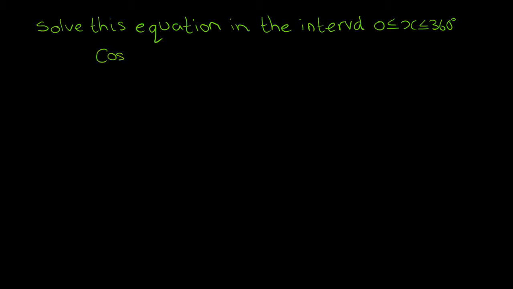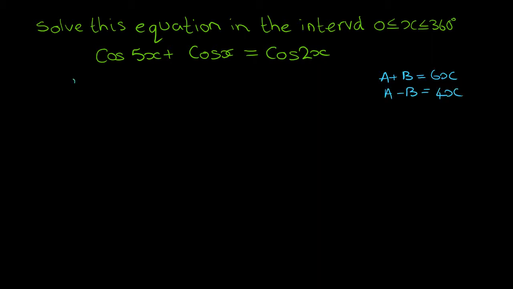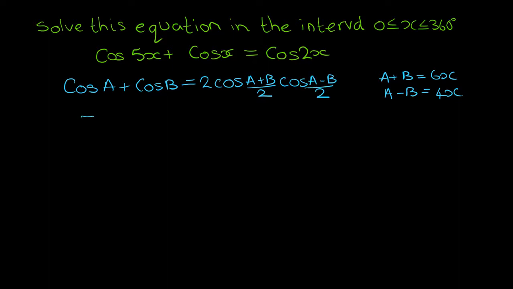Solve this equation in the interval 0 to 360. Cos 5x plus cos x equals cos 2x. A plus B here will be 6x, A minus B will be 4x. So using the formula cos A plus cos B equals 2 cos A plus B over 2 cos A minus B over 2, we get 2 cos 3x cos 2x, and that equals cos 2x.